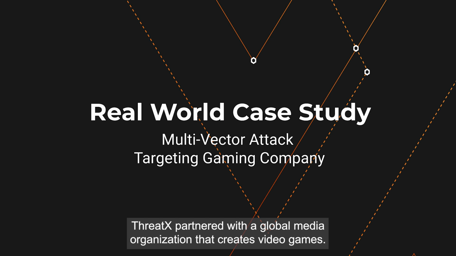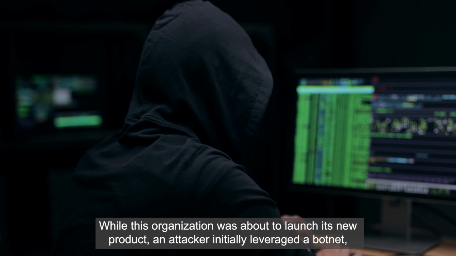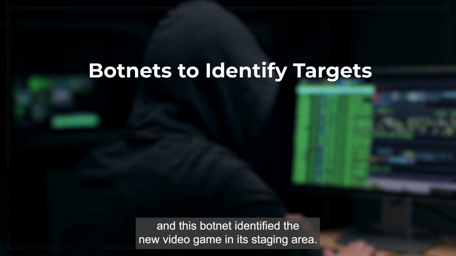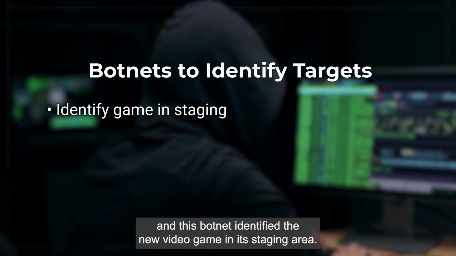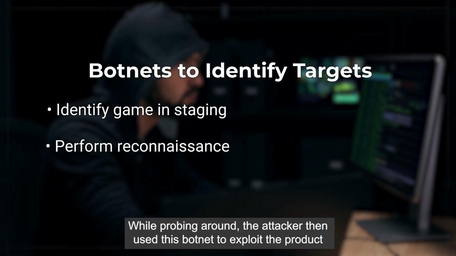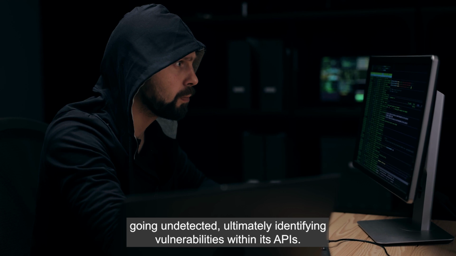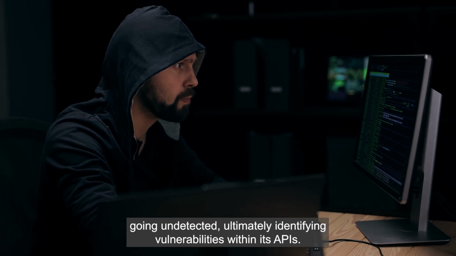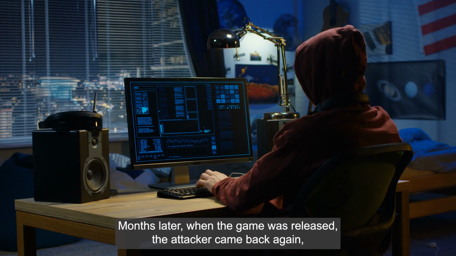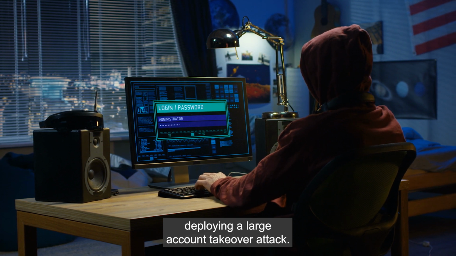ThreatX partnered with a global media organization that creates video games, and while this organization was about to launch its new product, an attacker initially leveraged a botnet, and this botnet identified the new video game in its staging area. While probing around, the attacker then used this botnet to exploit the product going undetected, ultimately identifying vulnerabilities within its APIs. Months later, when the game was released, the attacker came back again, deploying a large account takeover attack.